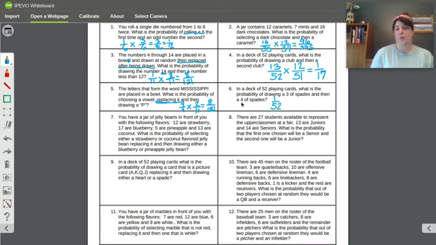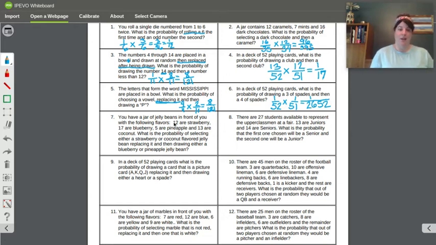And there's only 1 4 of spades. But once you've drawn the 3, you only have 51 cards left. Okay, so the odds of drawing the 3 of spades and then the 4 of spades are only 1 in 2,652. They are not good odds.